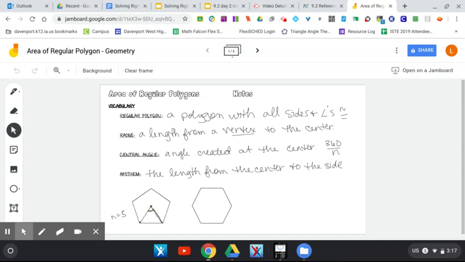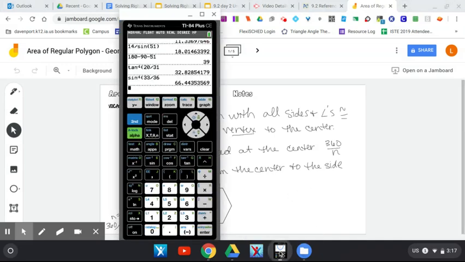If I took 360 and divided it by 5, that would tell me my central angle is equal to, so let's open up our calculator, 360 divided by 5. So that would tell me my central angle for this particular polygon is 72 degrees.